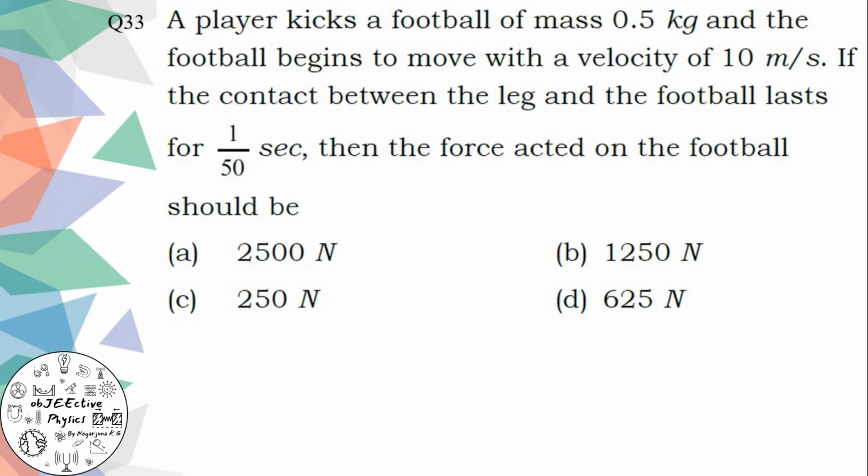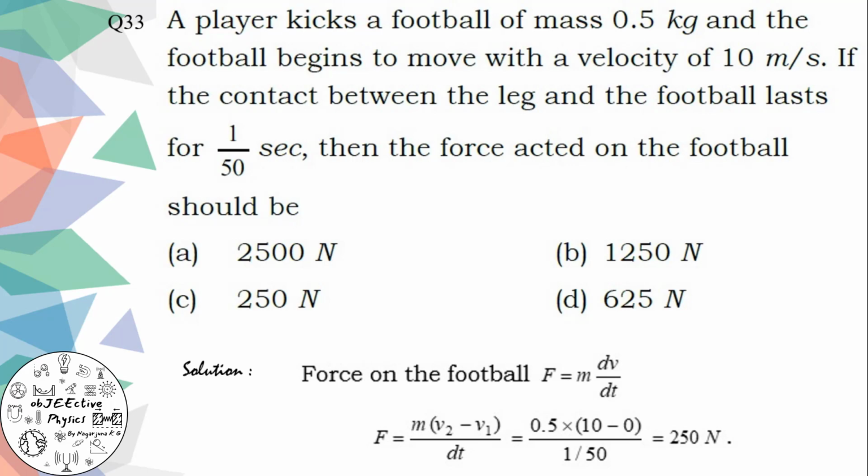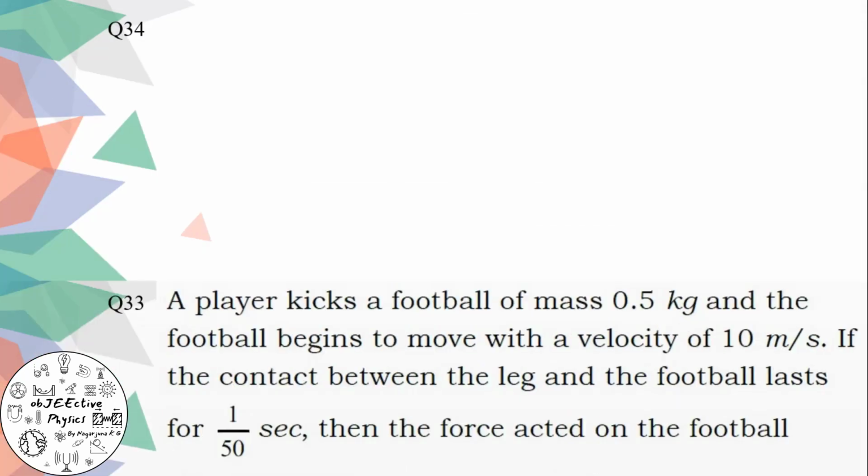33rd question. A player kicks a football of mass 0.5 kg and the football begins to move with a velocity of 10 meters per second. If the contact between the leg and the football lasts for 1 by 50 seconds, then the force acting on the football should be. Solution. Force on the football F is equal to m into dv by dt, which implies F is equal to m into v2 minus v1 by dt. By substituting the values, we will get 250 newtons. 34.